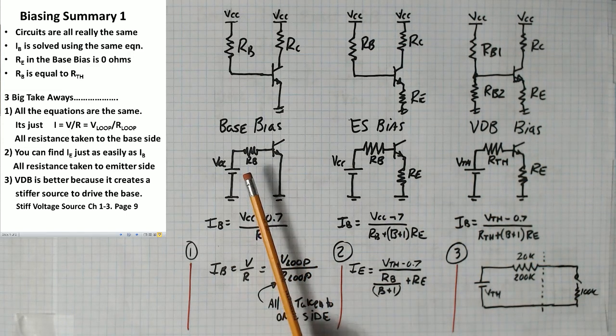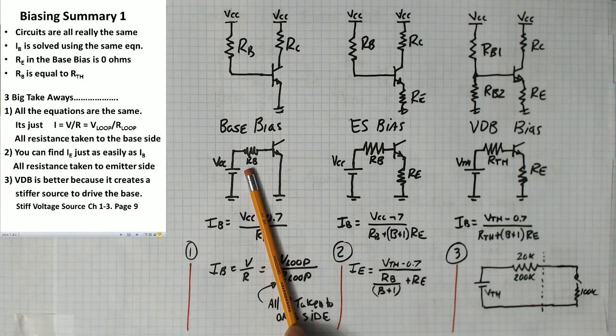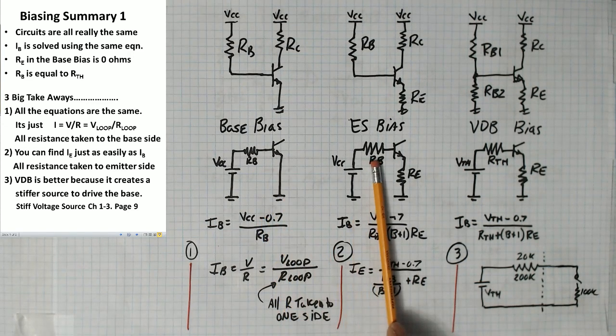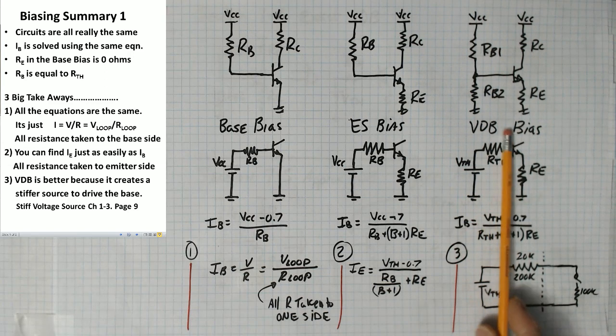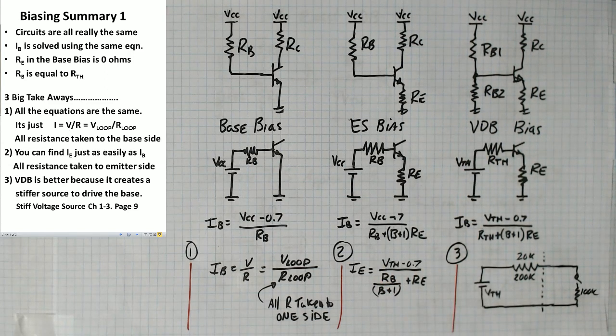So in this one here, the resistance was about 680K for both of these, rather high resistances. While when we did the voltage divider bias, the resistances in this circuit were more down around 20K. So it's a much lower resistance. And effectively, this resistance is the source resistance of the base drive circuit. So if we have a lower resistance, we have a stiffer source to drive the base.